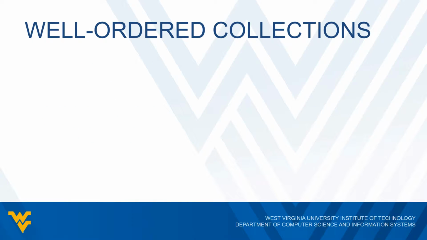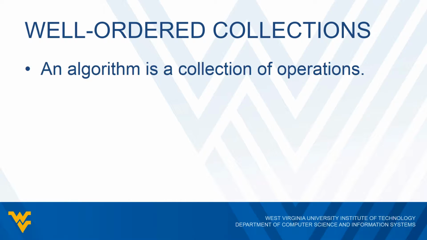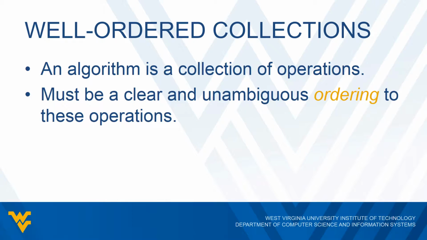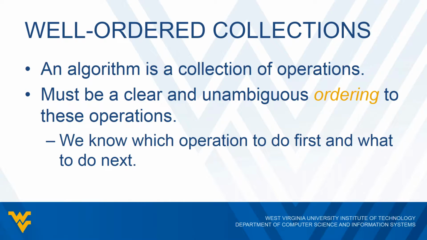The first part of the definition says that we have a well-ordered collection. So an algorithm is simply a collection of operations. That's what it is. And we must be clear and unambiguous with the ordering of these operations. That means we need to know which operation to do first, and then what's the next operation, and then what's the next operation after that.